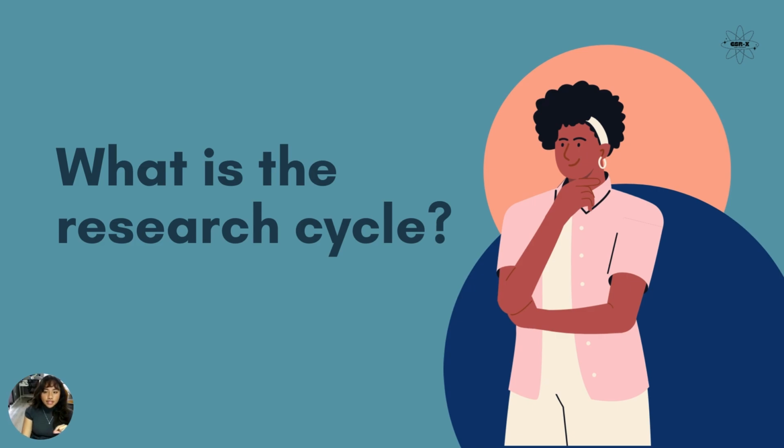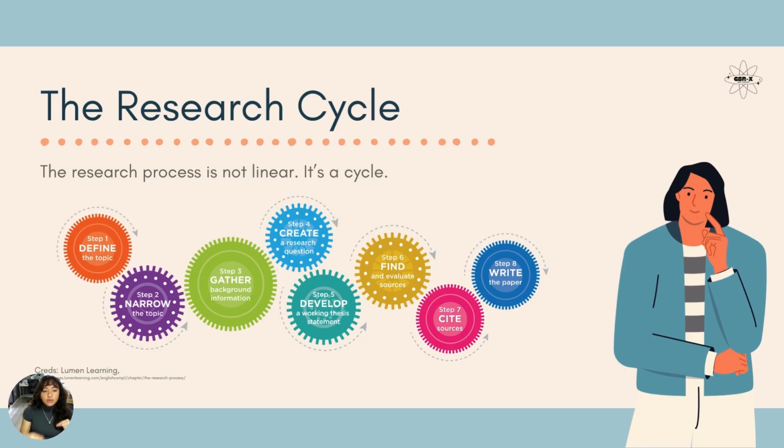Let's go over what the research cycle is. The research process is not linear, it's a cycle. So step 1 is to define the topic. What are you interested in? What is the general field of study that you would like to conduct your research in? Step 2 is to start narrowing it down. So for example, if you are interested in ecology, you might want to do research that's focused on a particular ecosystem or a particular keystone species and its unique role in that ecosystem.